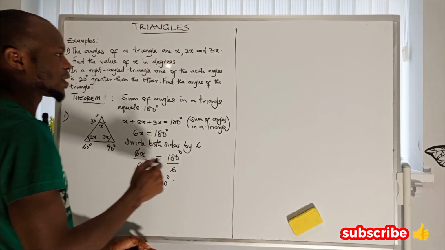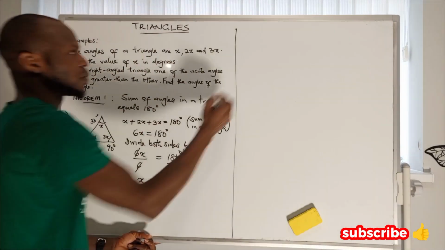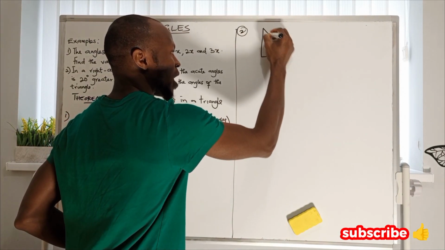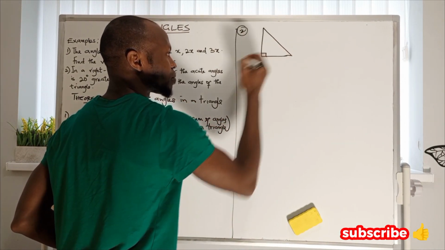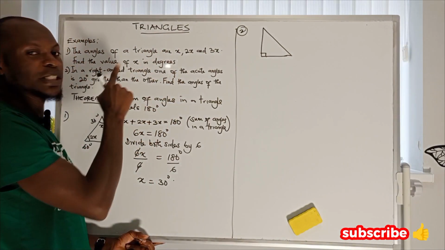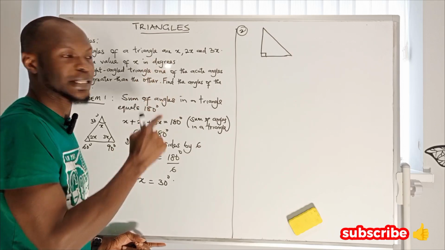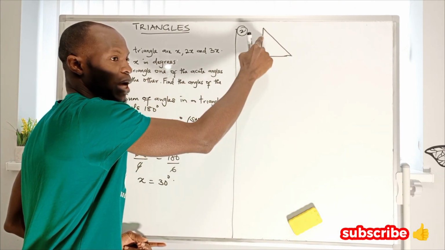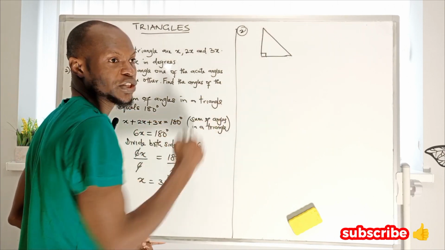So the question says we have a right angle triangle. Supposing this is our diagram. We have a right angle triangle and we're told that one of the angles is 20 degrees greater than another. So if this is 90 degrees, they said one of these angles, which is an acute angle, is 20 degrees greater than the other.